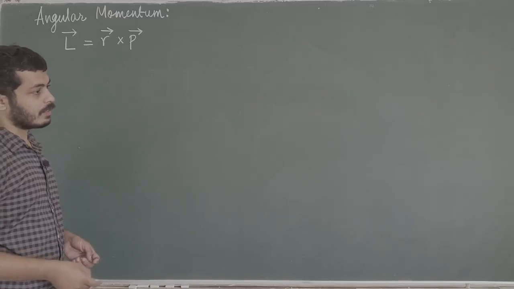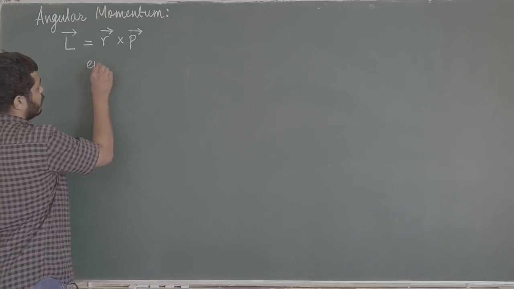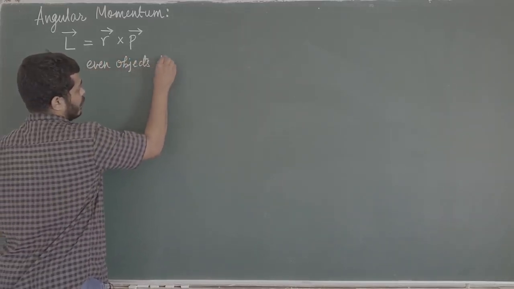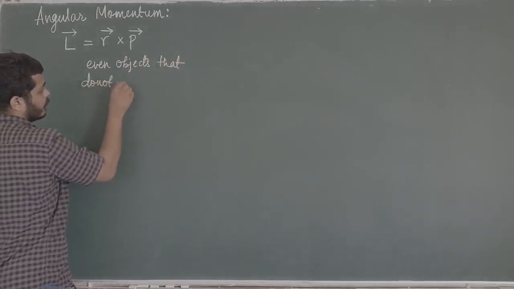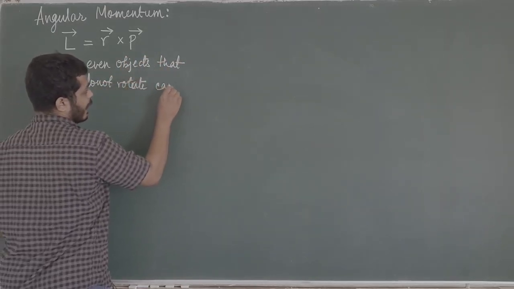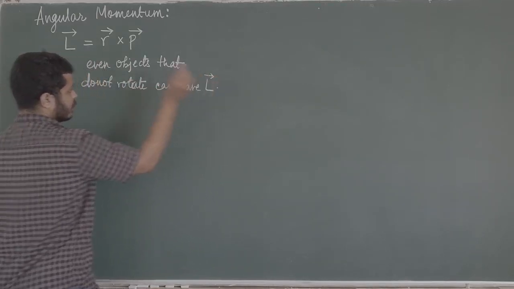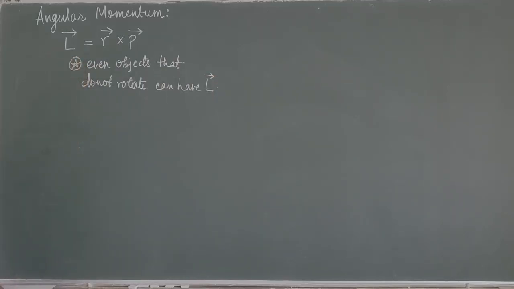There is nothing wrong with that definition, except that even non-rotating objects, even objects that do not rotate, can have angular momentum. Just remember that. This is a key point to remember, that even objects that are actually not rotating can have angular momentum.